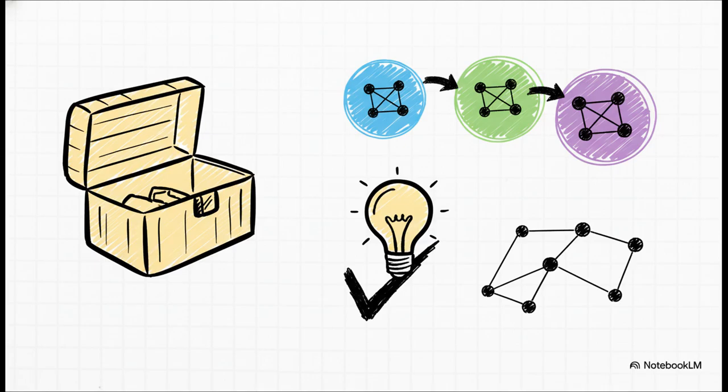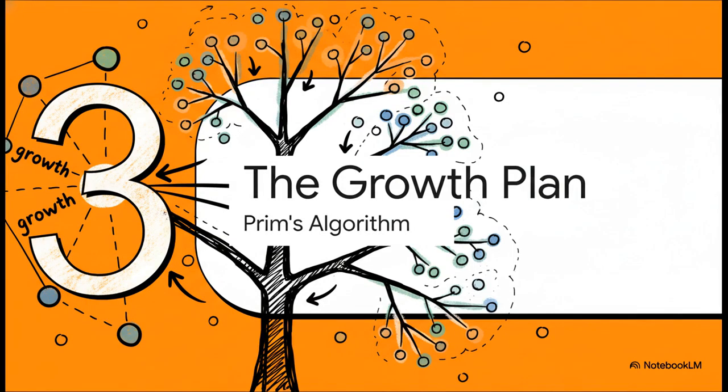This simple trick makes Kruskal's algorithm really intuitive and incredibly fast for what we call sparse networks, like connecting cities that are spread far apart. Okay, so that was the edge-first plan, where we look at all the edges at once. Now let's check out a completely different strategy.